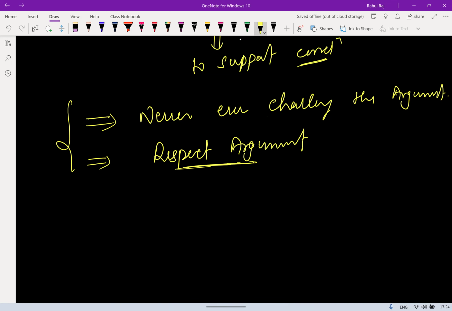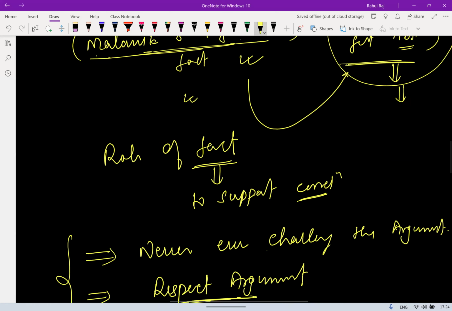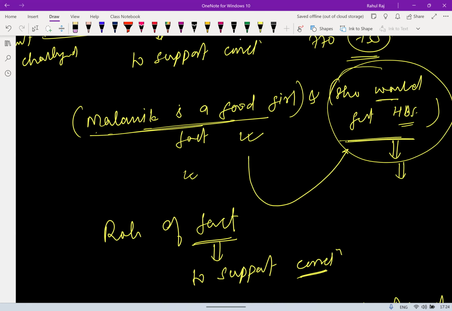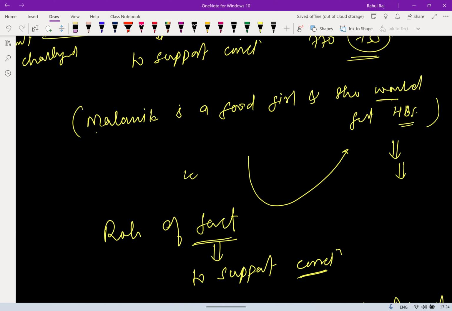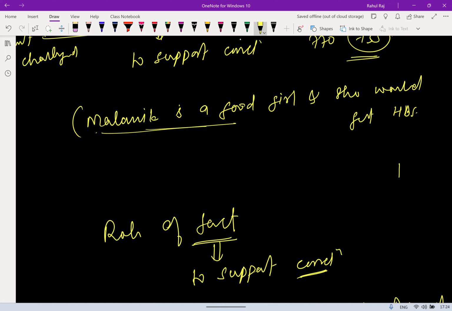So if I write Malvika is a good girl, if it is given to you in a CR question, you are not supposed to bring up your own knowledge and say, how is it possible, Rahul, that she is a good girl and would get into Harvard. The moment you think how is this possible, it means you are trying to challenge the argument. You aren't respecting the argument.